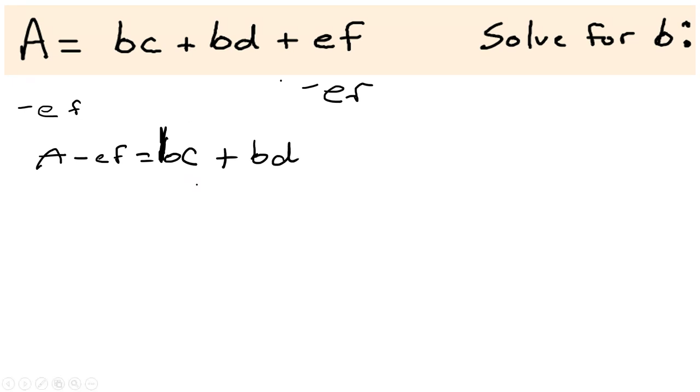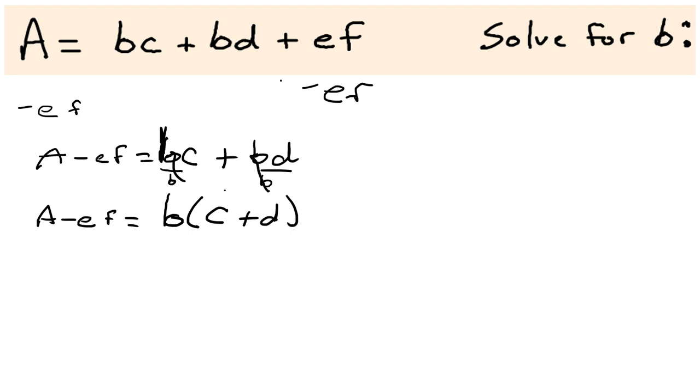Okay, so now here's the question I would ask in class. How do I turn two B's into one? Okay, and this kind of goes back to the end of Algebra 1. I can factor out a B. On the left-hand side, it's going to stay A minus EF. On the right-hand side, when I factor out a B, remember, I'm dividing each of these by B. So when I divide each of these by B, I'm left with C plus, this B would cancel, D.